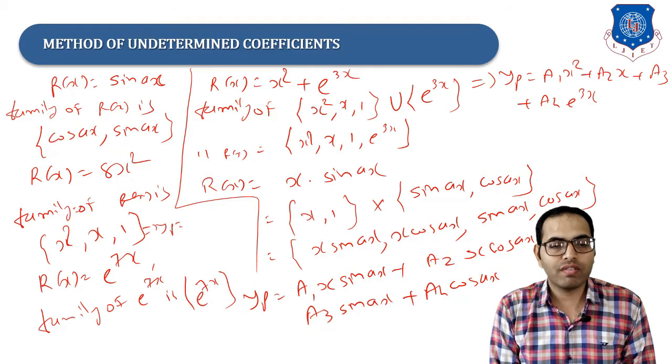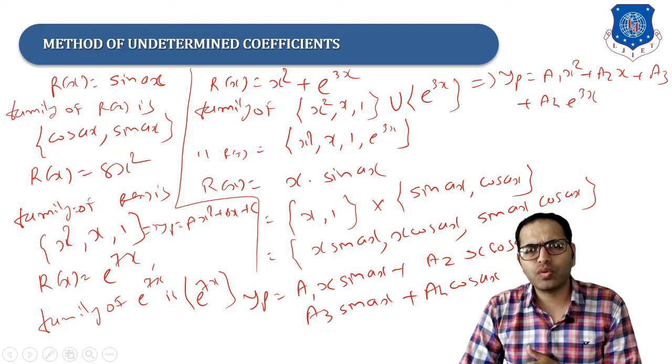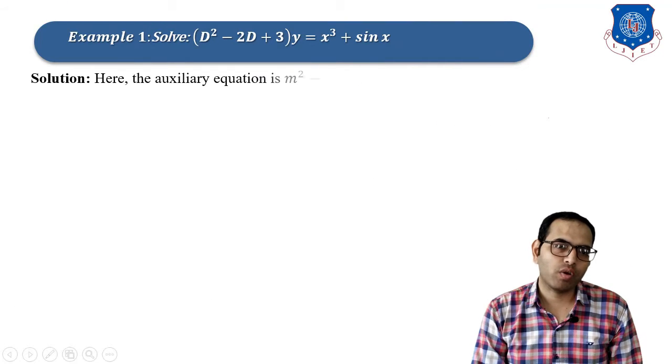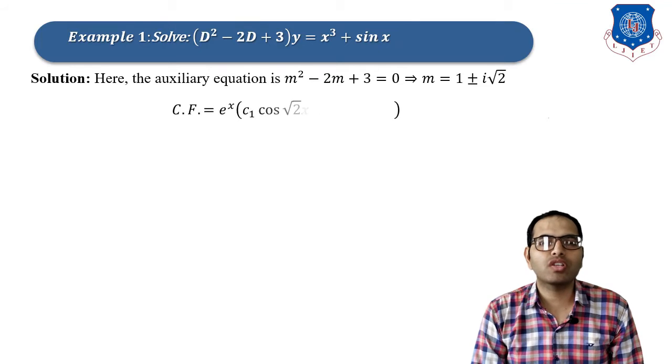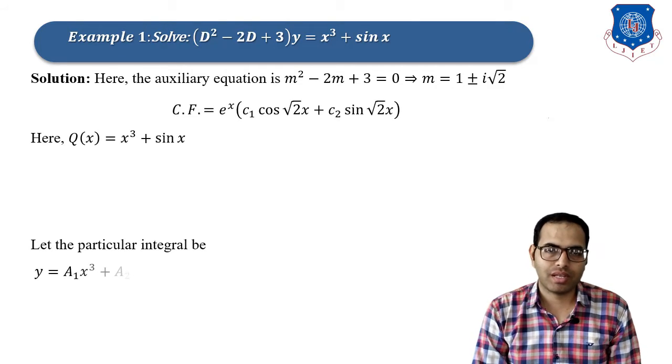Here, whenever we write yp as ax² + bx + c, a, b, c are undetermined coefficients. Let's move to solve one example based on the method of undetermined coefficients. Solve (D² - 2D + 3)y = x³ + sin x.